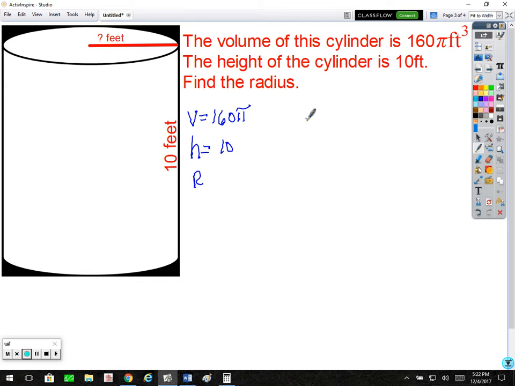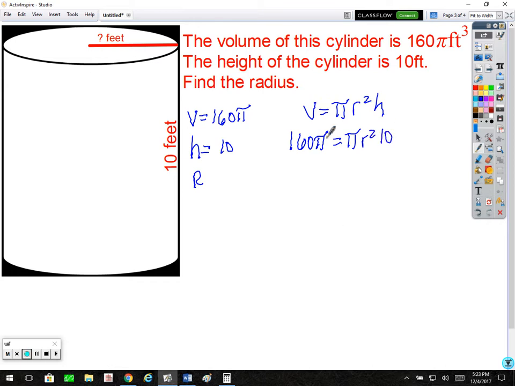Okay, so the same steps. Let's plug it in. Volume equals pi radius square times height. We can take the volume out because we know the volume. All we're going to do is substitute. 160 pi equals pi 10. Oh, excuse me. We don't know the radius. So, well, we got a little different problem here. So let's make sure we can figure out here. We have to add in the 10 for the h.